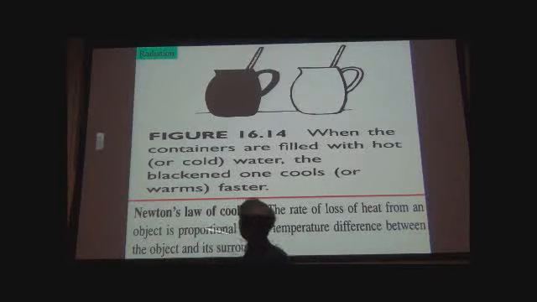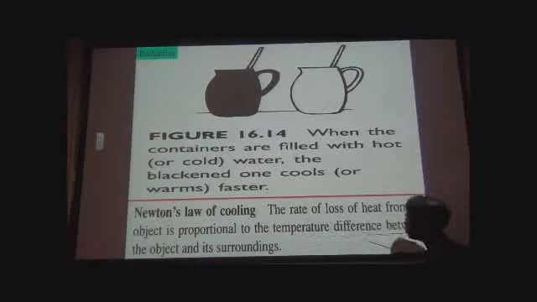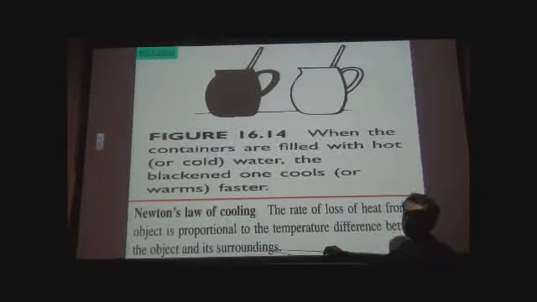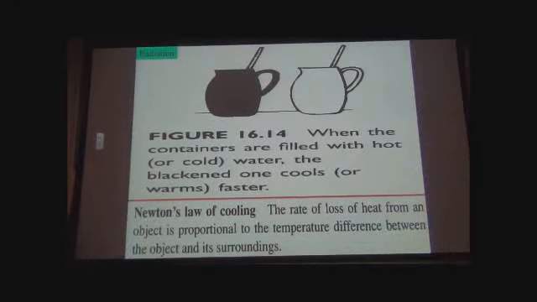Okay? So Newton's law of cooling, next concept that we're talking about, is the rate of loss of heat from an object is proportional to the temperature difference between the object and its surroundings. What does this mean? It means that if I have a boiling pot of water, and if I were to place this in ice compared to the boiling pot of water placed at room temperature, the one that's placed in ice will cool down faster. They both start at the same temperature, but this will cool down faster than this, right?